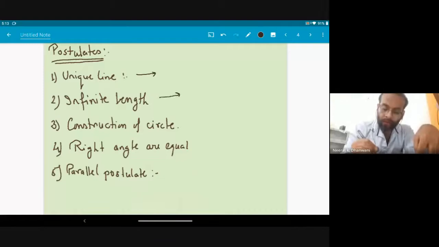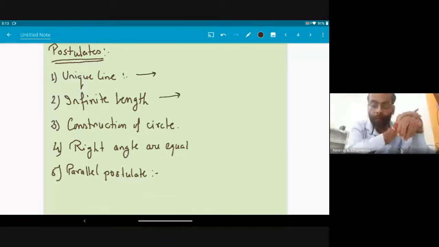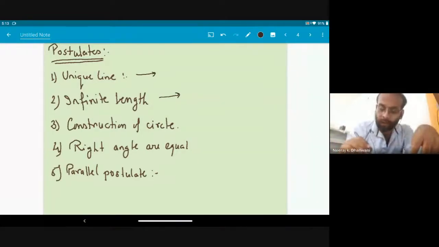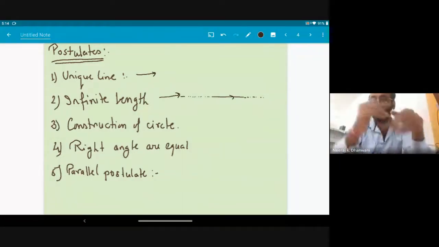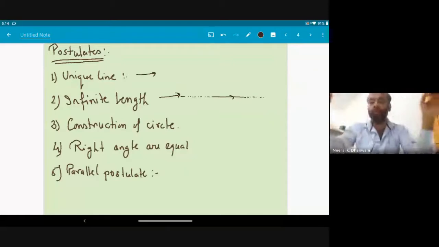The other thing was infinite length. What was the meaning of that? Infinite length meant that if I give you any part of the line in the plane, you can increase it at both ends until infinity. You will never hit the line again if you keep extending it at both ends.